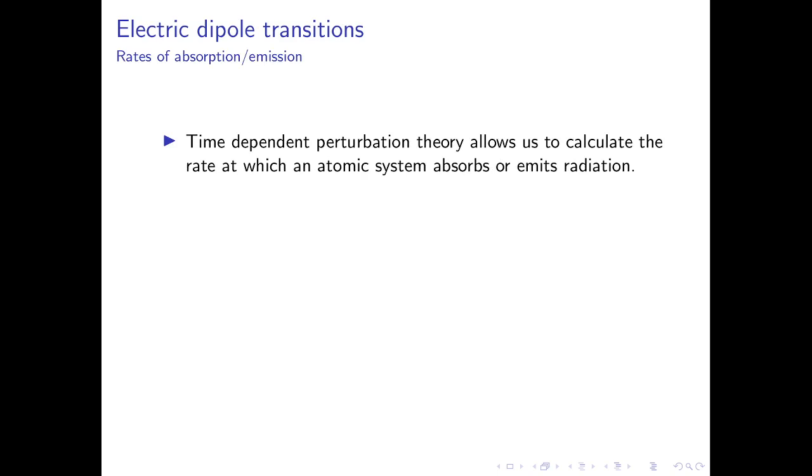Okay. So far what we have done is figure out selection rules, that is, whether transitions will occur or not, whether light will be emitted or absorbed at all due to that particular transition. Now we can also go further into details. We can talk about rates of emission or absorption. This is a pretty detailed calculation, so we are just going to touch the surface. This is already a pretty long video. We are going to talk about how to use time-dependent perturbation theory to calculate the rate at which atomic systems absorb or emit radiation.